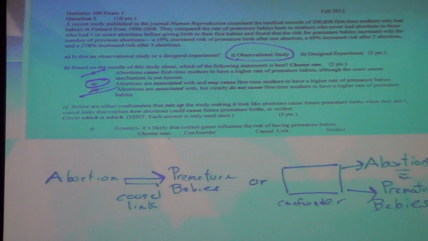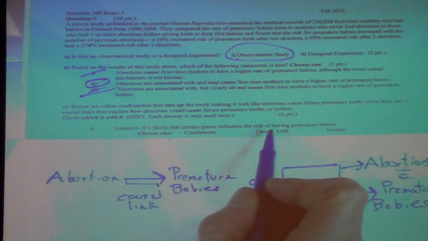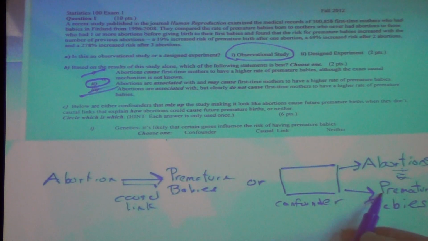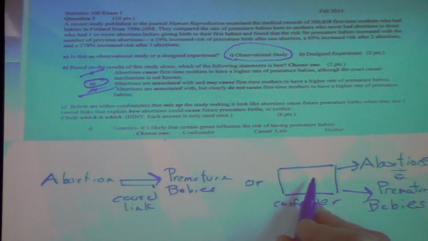Okay, the first one says what? Genetics. It's likely that certain genes influence the risk of having premature babies. That couldn't be a causal link. That has nothing to do with abortions here. Could it fit here? Genes cause premature babies, but it would also have to be that same gene that would cause abortions. Would that make sense at all? So then, what is it? Either. Go to the next one.